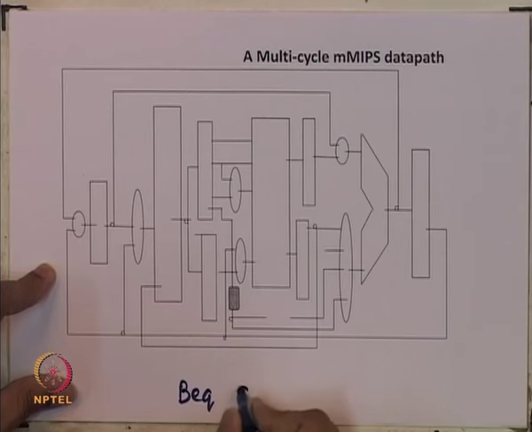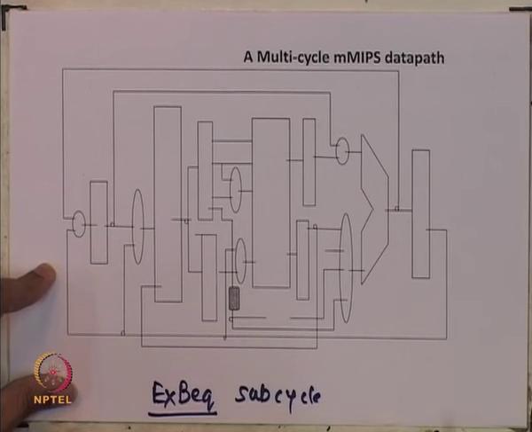Next, let's take a look at the execute subcycle of the BEQ instruction, because we know something interesting will happen here. This is the end of the instruction cycle for the BEQ, branch if equal, instruction. So, should be interesting. Okay. So, let us now again take one outline of the data path and see what is going to happen in the execute subcycle of BEQ.